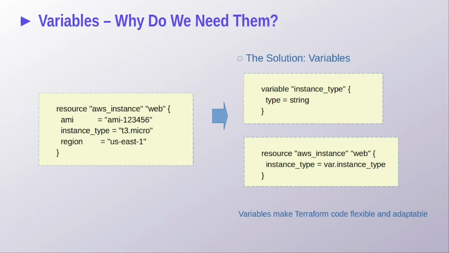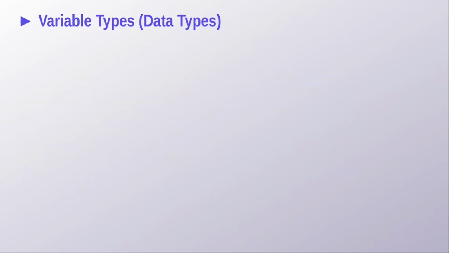Solution: variable. Variables allow us to separate code from data. Same code, different values, different environment. That is flexibility. Variable type. Terraform variables have types. Types help Terraform validate input, catch errors early, and make code easier to understand.